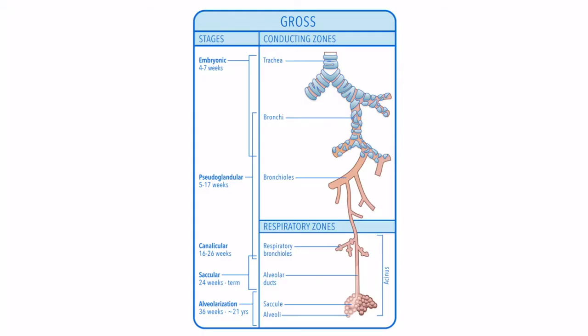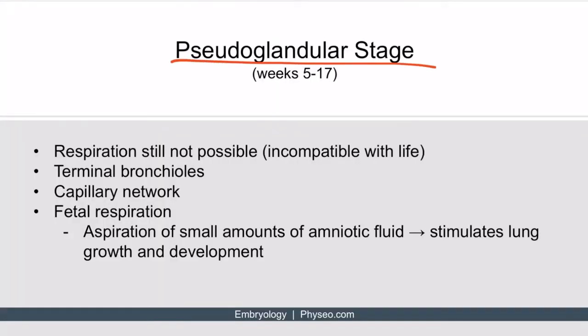Now that we've covered the embryonic stage and its related pathologies, let's move on to the pseudoglandular stage of lung development. The pseudoglandular stage occurs during weeks 5 to 17. During this time, normal respiration is still not possible. So at this stage, the fetus is incompatible with life. And during this stage, the terminal bronchioles are formed, and so there's a modest capillary network.